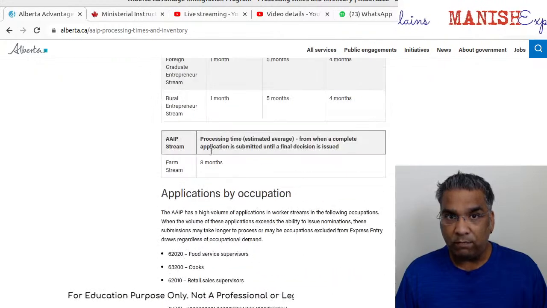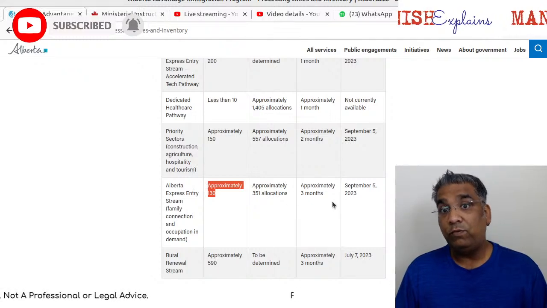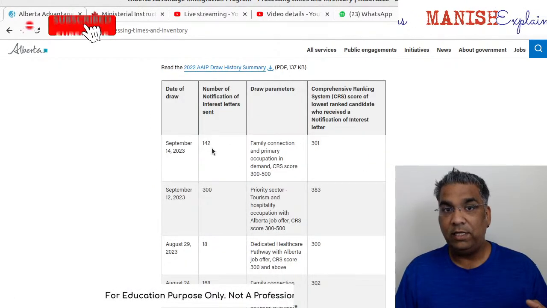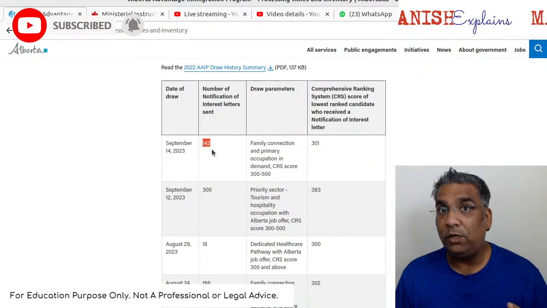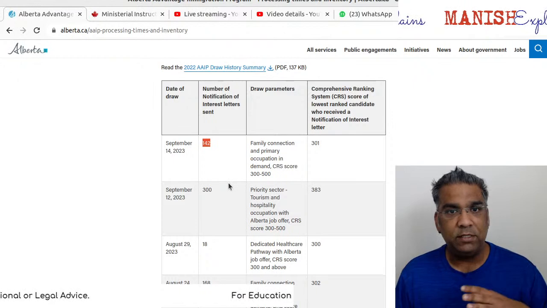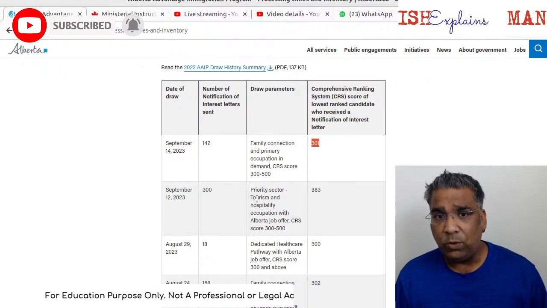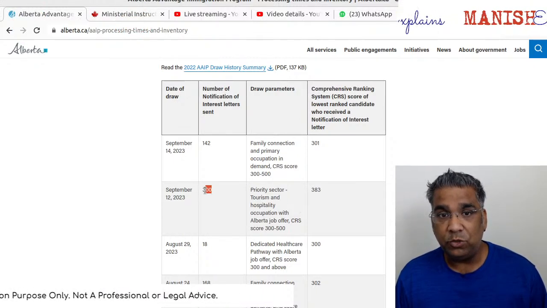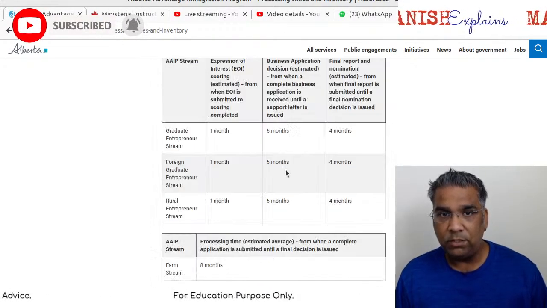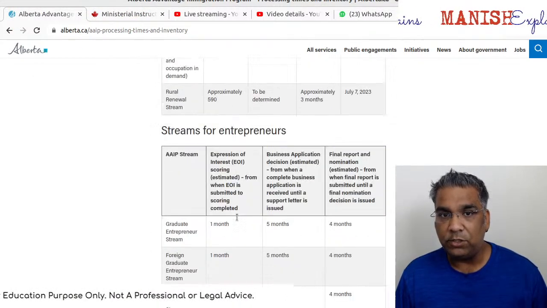But if you look at the volume, occupation and demand and family connection, they have like 130 in queue for the last month or so. And they just issued that many NOIs in one day. So this is just an NOI. Understand that this will not always translate to an application number. This is just a kind of declaration that AIP is giving with a score of 301, and priority sector, they have issued 300 NOIs and the score was 383. But if you look at the numbers of priority sector, they have like 150 applications in queue.